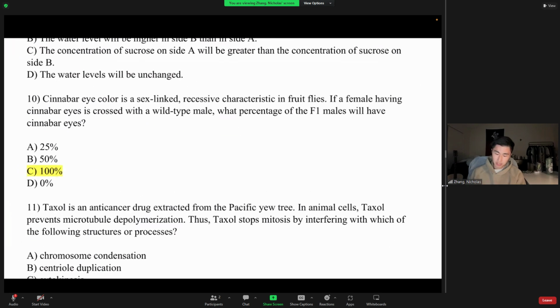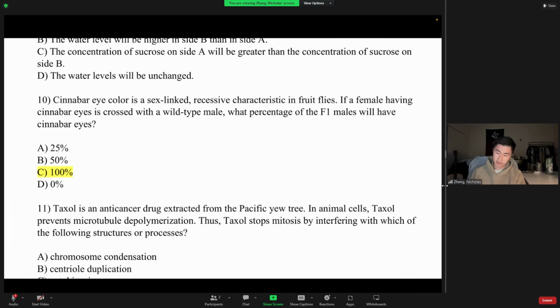Cool. Cinnabar eye color is a sex-linked recessive characteristic in fruit flies. If a female having cinnabar eyes is crossed with a wild-type male, what percentage of the F1 generation males will have cinnabar eyes? Right. So if cinnabar eye colors are sex-linked, and I think in this situation they'd be X-linked, that means that we have to set up a different kind of monohybrid test cross where we are working with the sex chromosomes, right? So these are from the male, these are from the female.